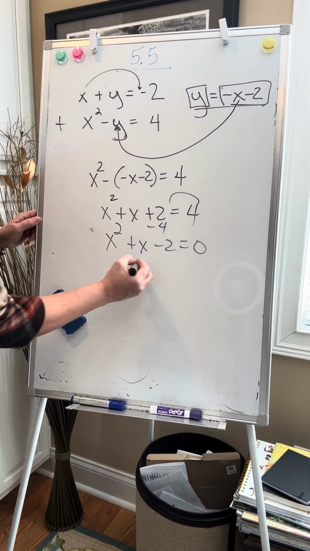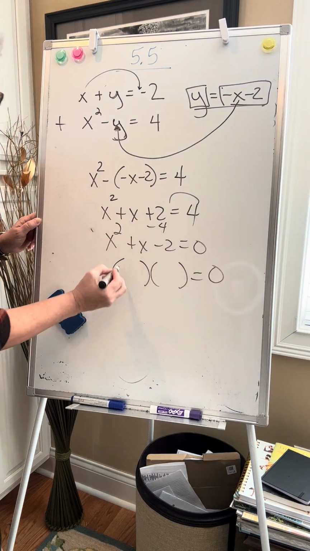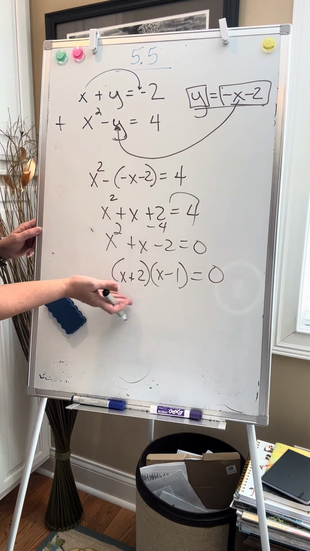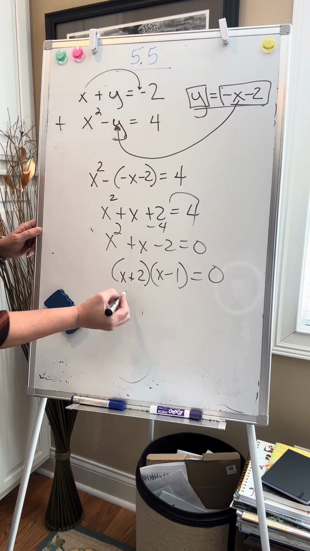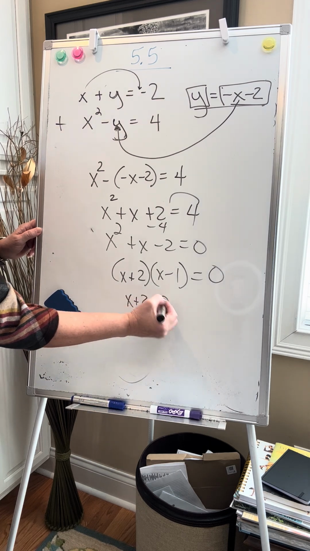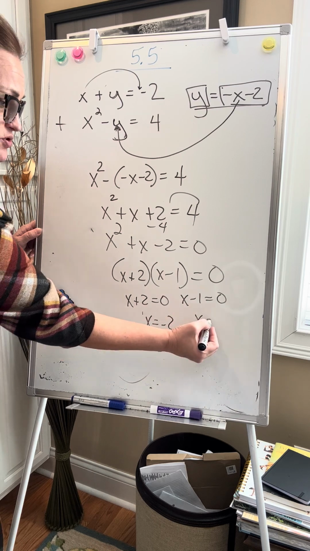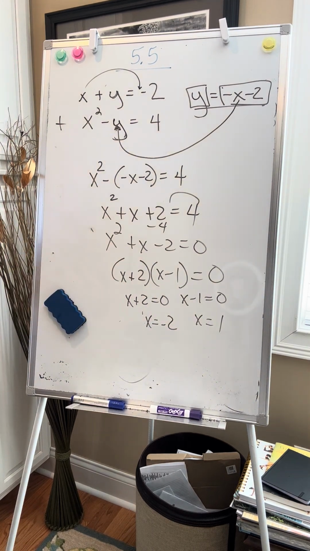You can solve this by factoring. It'd be x plus 2 and x minus 1. If you FOIL this together, you get the 1x in the middle. So that works. Then set each factor equal to 0. Gives you 2 solutions for x, that -2 and +1.